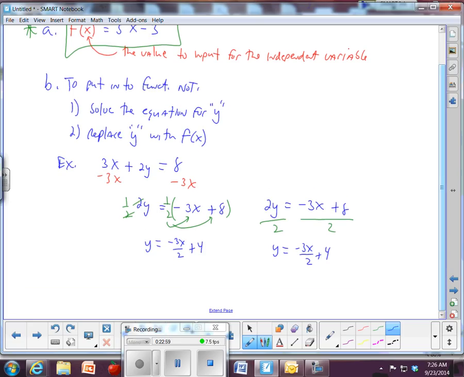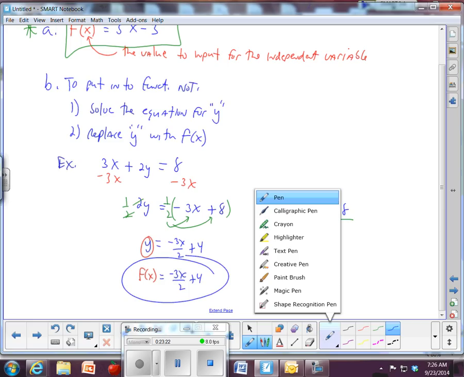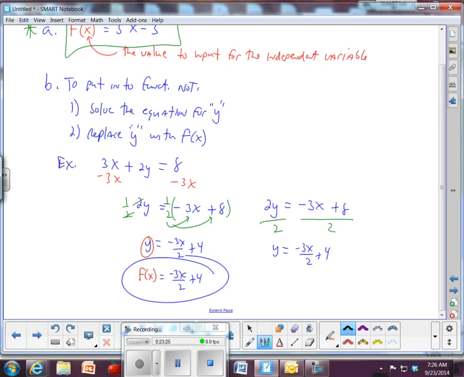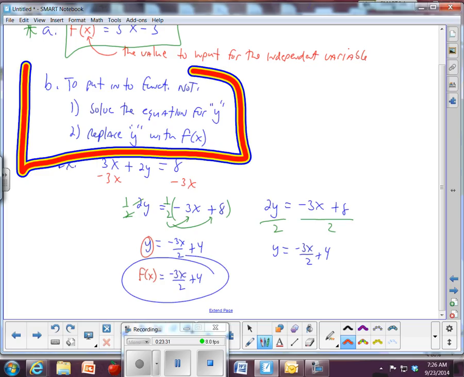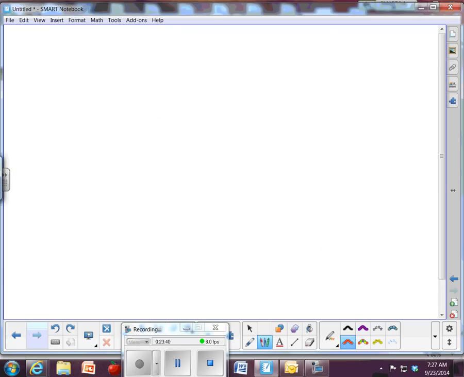Well, don't forget the last step. The last step is replace y with f of x. Where the y is, we've got to replace that with f of x. Again, that can be 3/2 x, and now we've put that into functional notation. Don't miss this. You really do need to know this, and students tend to forget it. So just don't forget how to put an equation into functional notation. Okay, let's move on here.